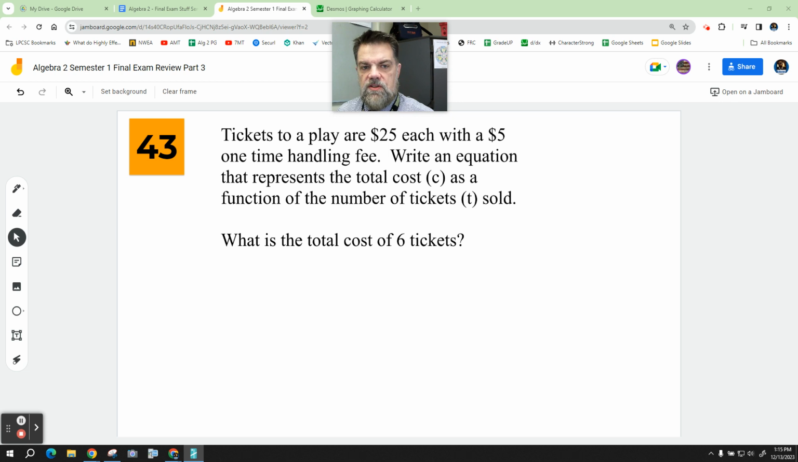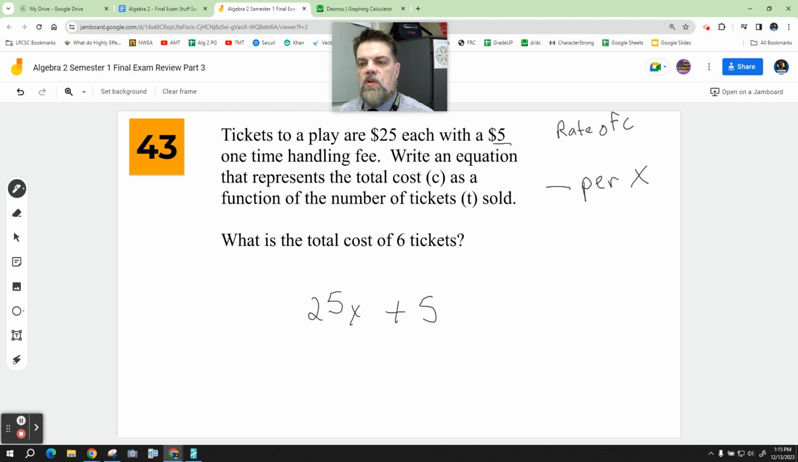And so if I say function of tickets sold, no matter what, I've got to pay $5, right? That's the one-time handling fee. And then it's $25 per ticket. Well, anytime you see something per something, it's usually something times a number. That's what we call a rate of change. And a rate of change is a fancy word for slope.